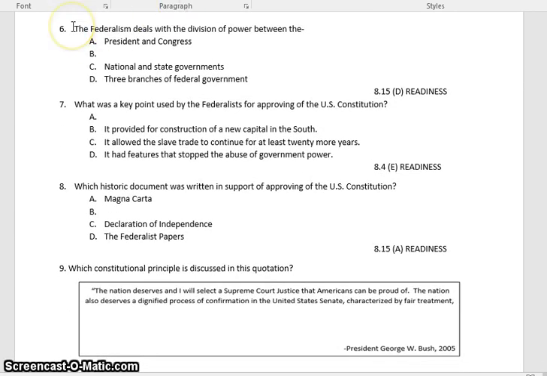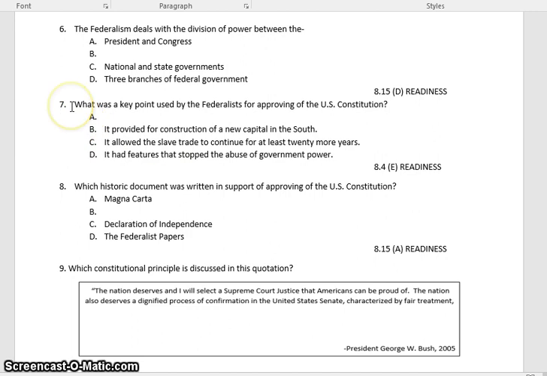Number 6. Federalism deals with the division of power between the blank and blank. What are they dividing the power between in federalism? Is it A, President and Congress, C, the national and the state governments, or D, the 3 branches of government? Federalism. What is federalism dealing with?